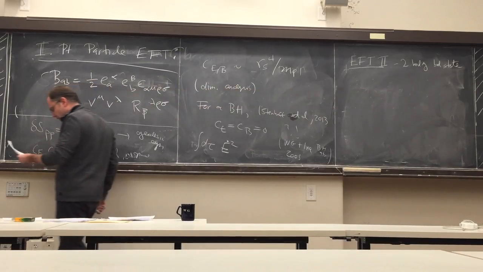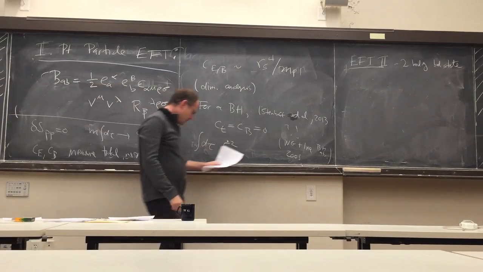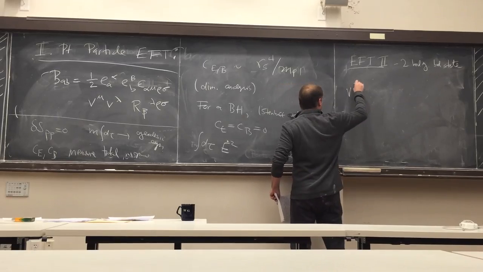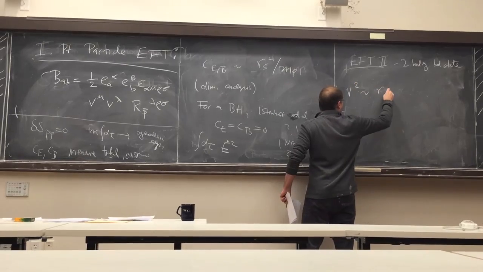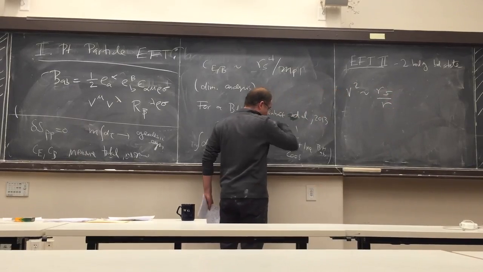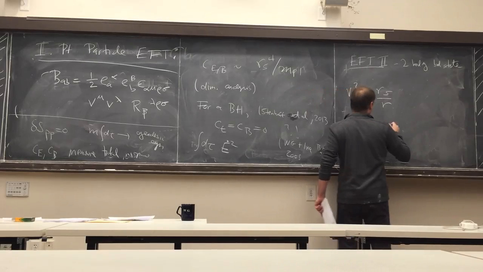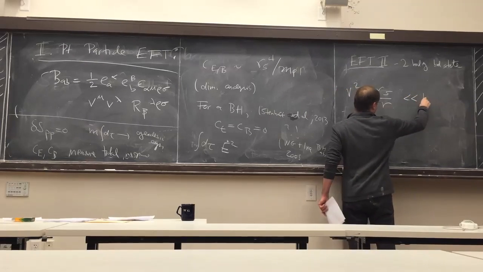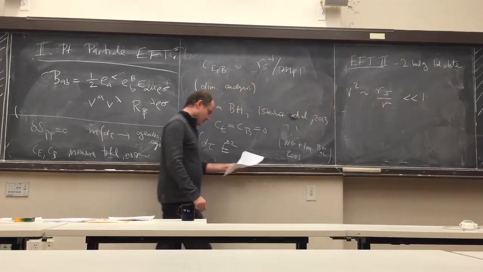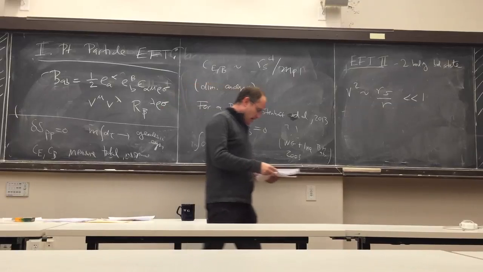I'm going to stick to the non-relativistic limit, where the velocity scales like that: the Schwarzschild radius divided by r, and it is assumed to be small, so this is an expansion parameter.